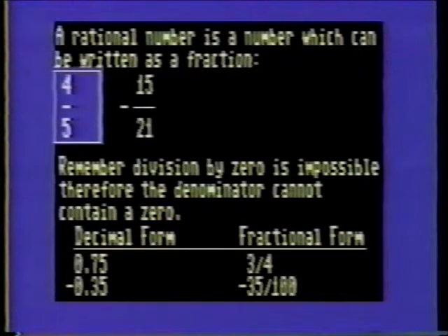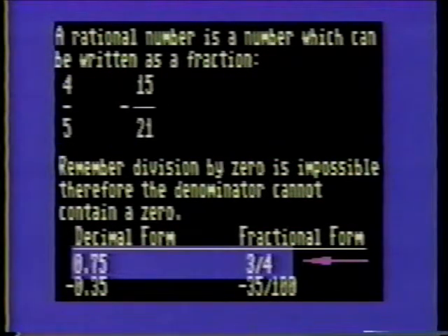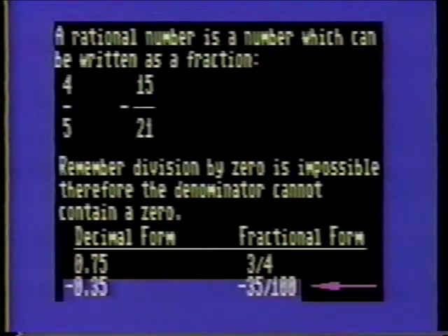Rational numbers are numbers that can be represented as fractions, such as 4/5 or negative 15 over 21. A number can be written in decimal form and still be rational, as the following examples will illustrate. 0.75 is the same as 3/4. Negative 0.35 is equivalent to negative 35 over 100.